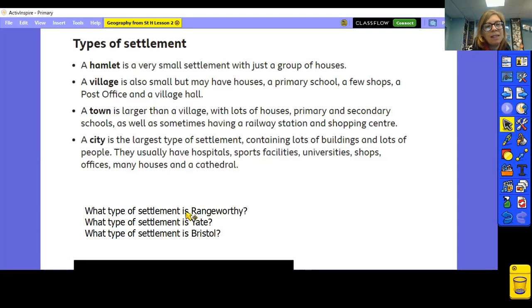So what type of settlement is Rangeworthy, which is close by to Yate? If you're not sure, you could have a look on a map after this video and think, what's Rangeworthy going to be? What type of settlement is Yate? That's an easier one to think about. So think Yate, we have secondary schools, primary schools, shopping centre, railway station. So which one's Yate? Is it a city, a village, a town? And then what type of settlement is Bristol? Think about all the things that are in Bristol. So hopefully you can answer those questions.